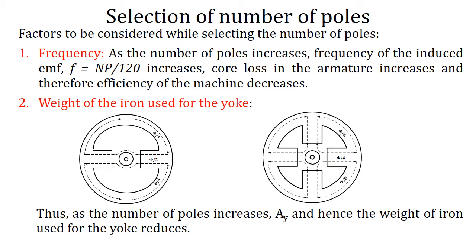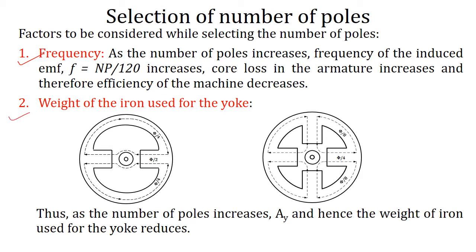Next, we will discuss the selection of number of poles. These are the factors to be considered while selecting the number of poles of a DC machine. First factor is frequency. As you know, the frequency of flux reversals F is equal to NP by 120. As the number of poles increases, the frequency also increases, which leads to higher core loss in the armature. So the efficiency of the machine decreases.